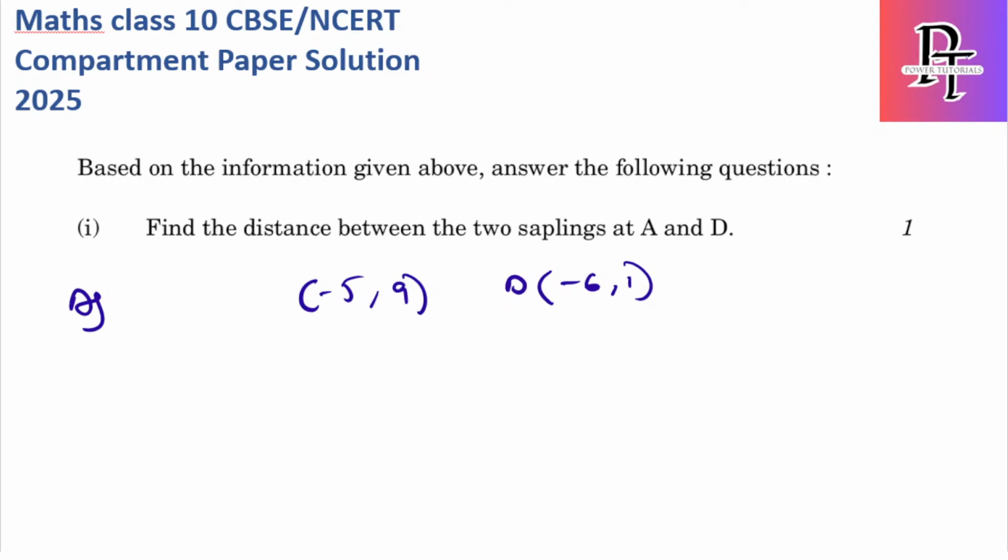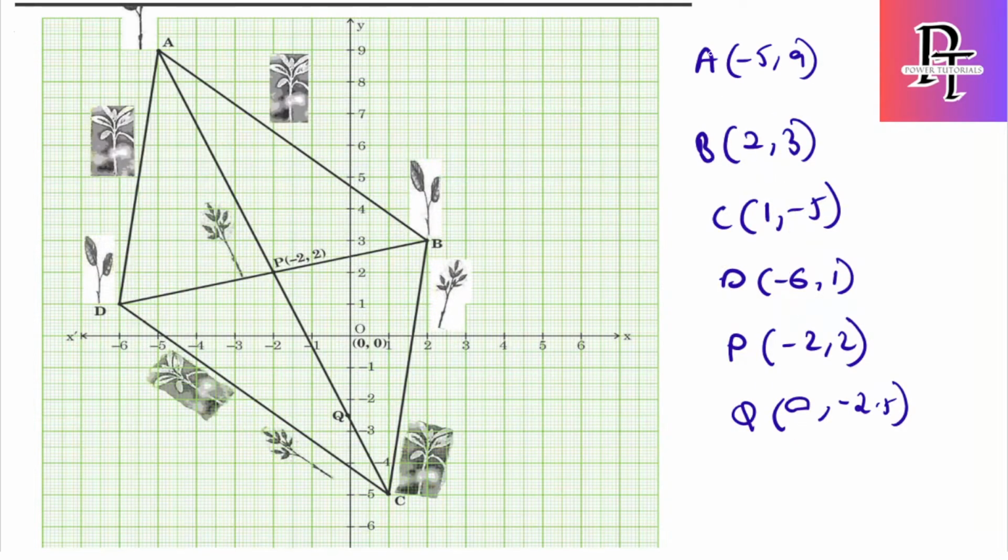So for this type of question, make sure to cross check these points again, because these points are the main thing to solve the next 4 marks question. So I'll just cross check again. A's x value is negative, which is minus 5, and the y value is 9, so minus 5 comma 9 correct. B, x is 2, y is 3 correct, 2 comma 3. C, x is 1, y is minus 5 correct. D, x is minus 6, y is 1. Okay, all 4 points are correct, and P they already mentioned, minus 2 comma 2. Q, they haven't asked you, but we will write it, x is 0 and y is minus 2.5. Okay, so I have cross checked, every point is fine.